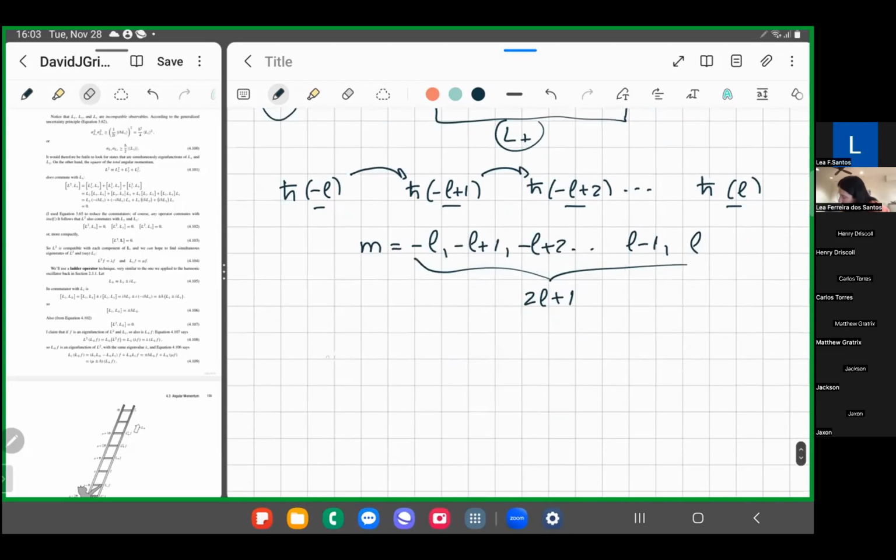So I'm going to put all this together and say, the LZ acting on this function gives us an eigenvalue that is H bar M. What the value of this M will be depends on the function that we are dealing with, depends on L and M.